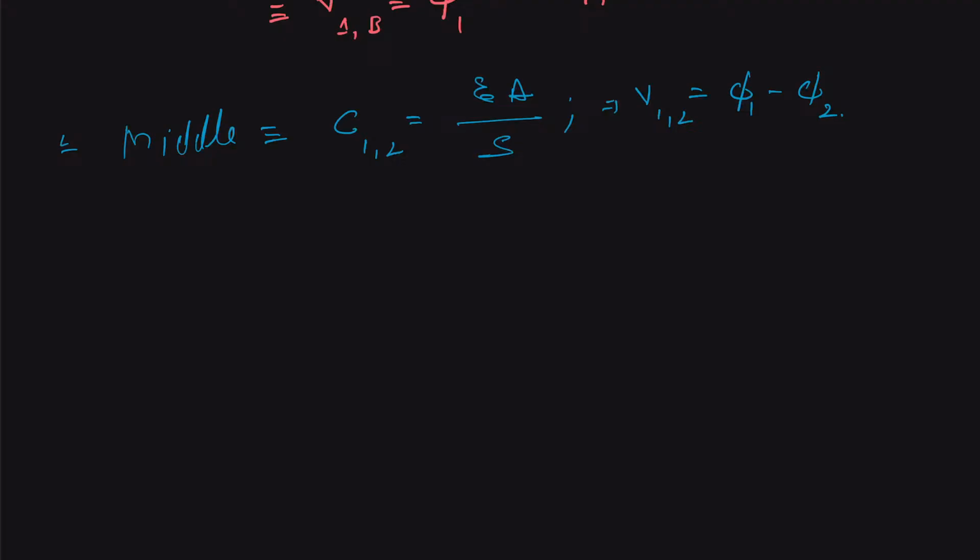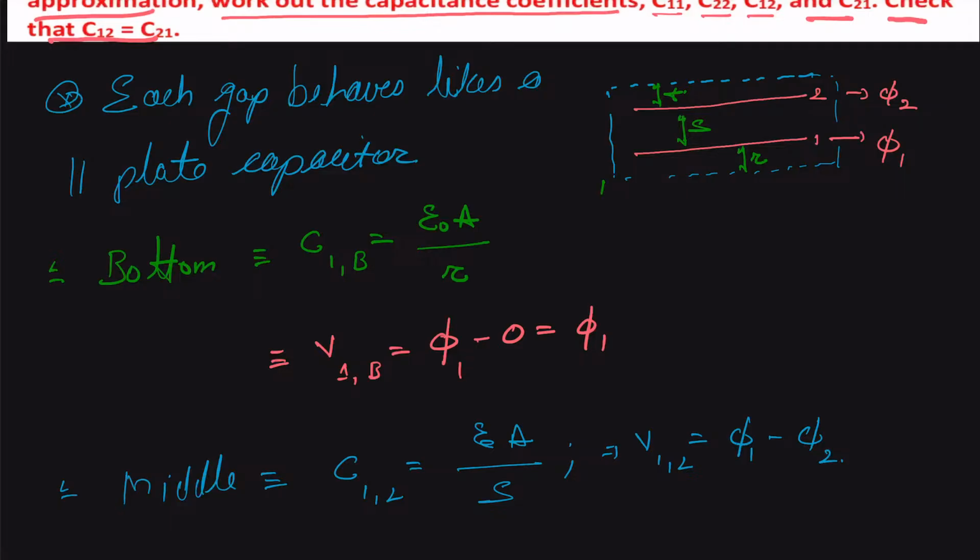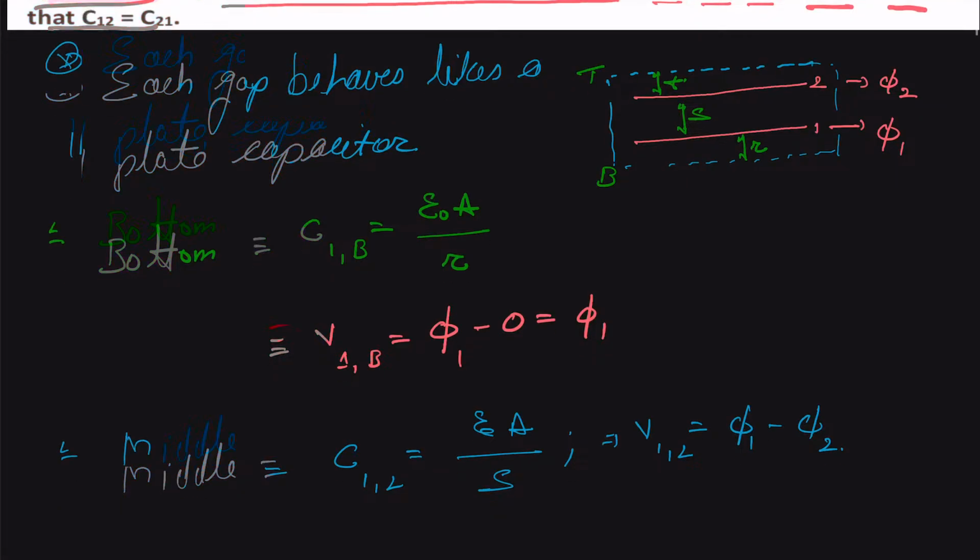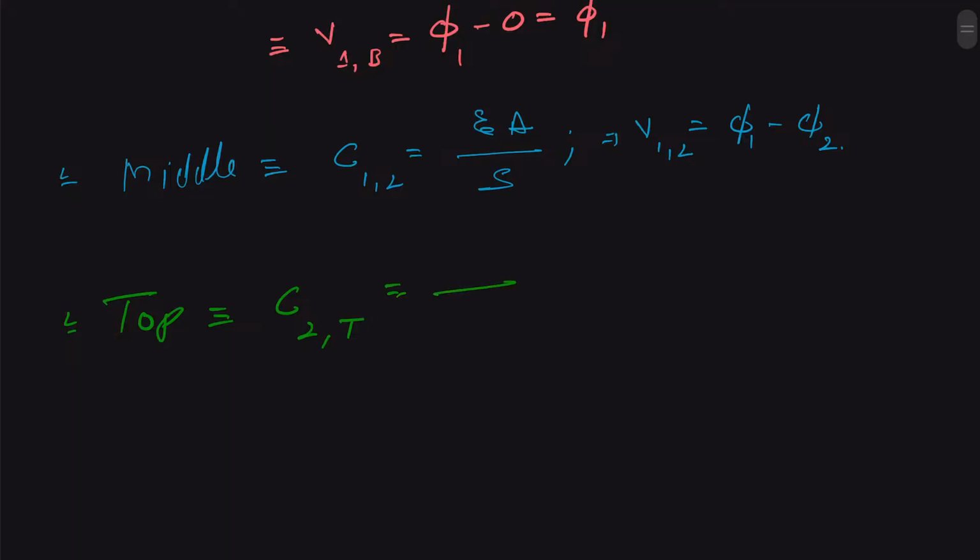And then we come to our top part, and top will be our plate number 2, and top, let us suppose, is denoted as T. So this is our bottom B and this is our top T, and this can be written as epsilon naught A over T, the distance between the plates. And from here we can also find out the potential difference between plate number 2 and the top, that will be equal to potential at plate number 2, and the enclosure is at 0 potential, so this will be phi2 minus 0, giving us our potential.